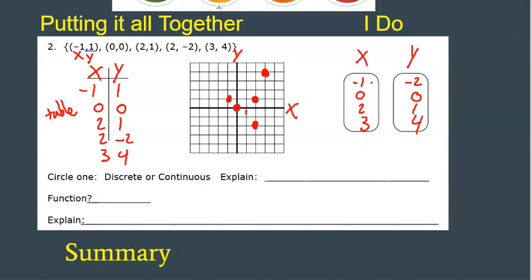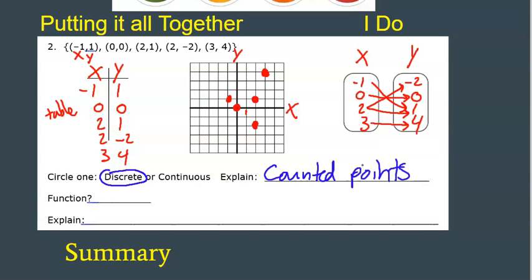So negative 1 maps to 1. 0 maps to 0. 2 maps to negative 2 and 1. And the 3 maps to 4. So this relation is discrete. It's counted points or a set. Is it a function? No. Why?